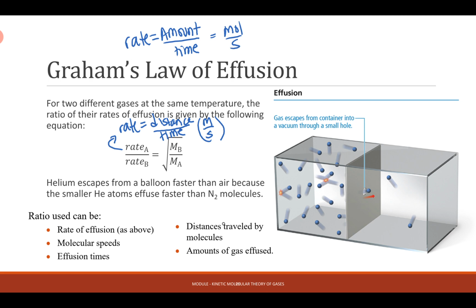So I have down here all these different options for this relationship. We could have speeds, amounts of gas diffused, distances traveled, or times. All of that could be on this side of the equation. But rate is inversely proportional to its molar mass, and so if we have the rate of A, the denominator here will be the molar mass of A. The lighter the gas is, the faster its rate will be. So that's an inverse relationship.